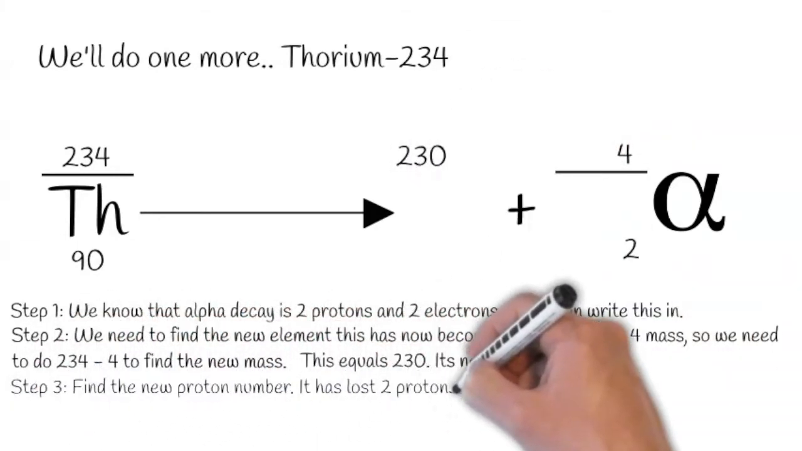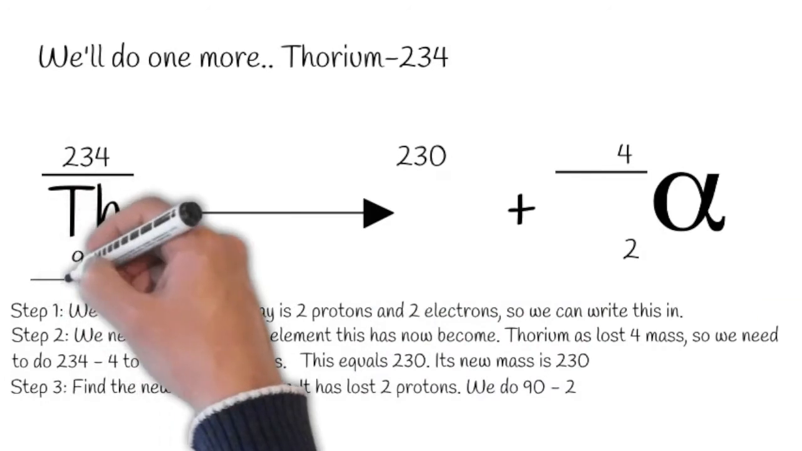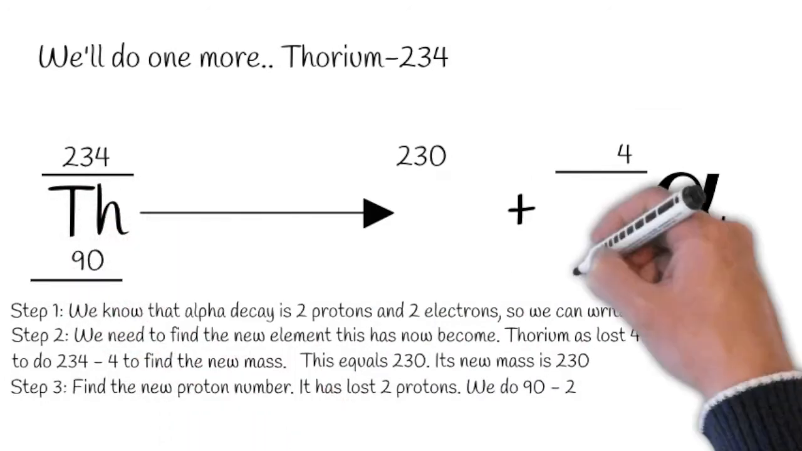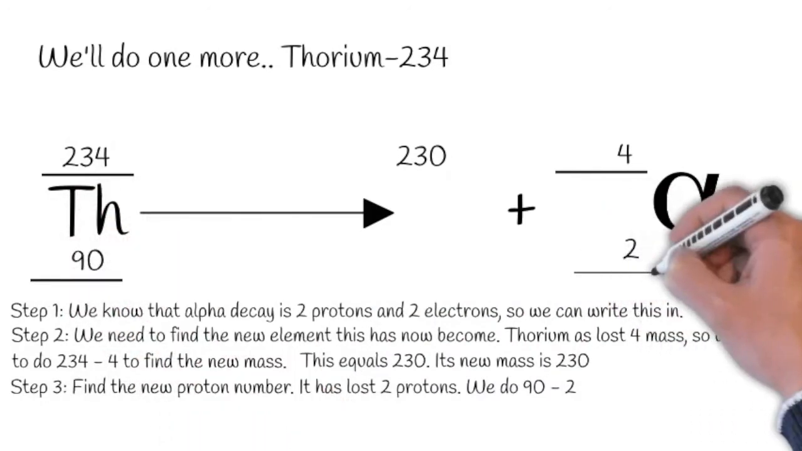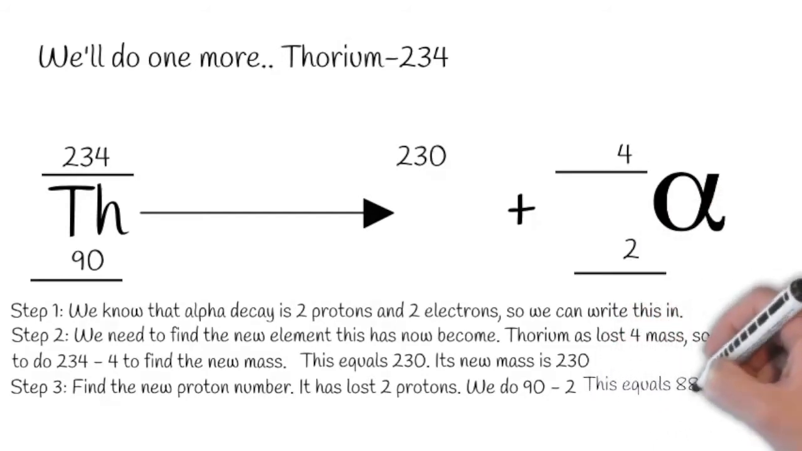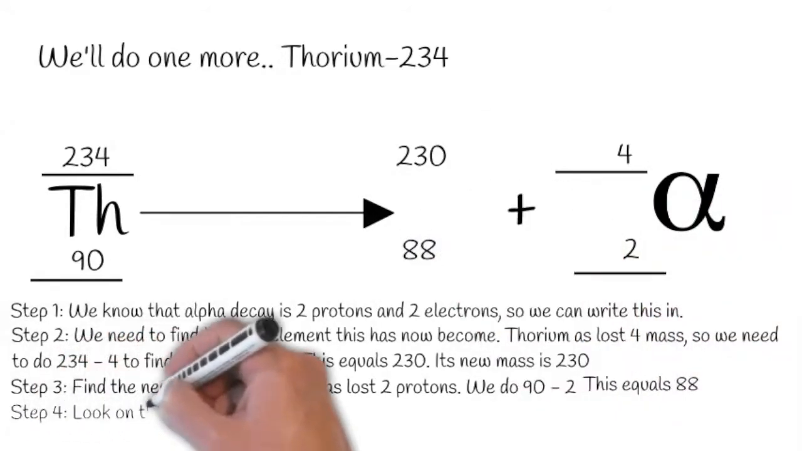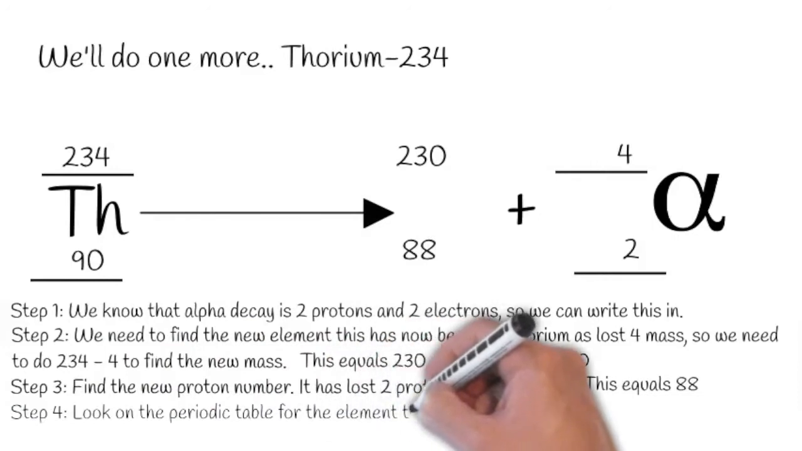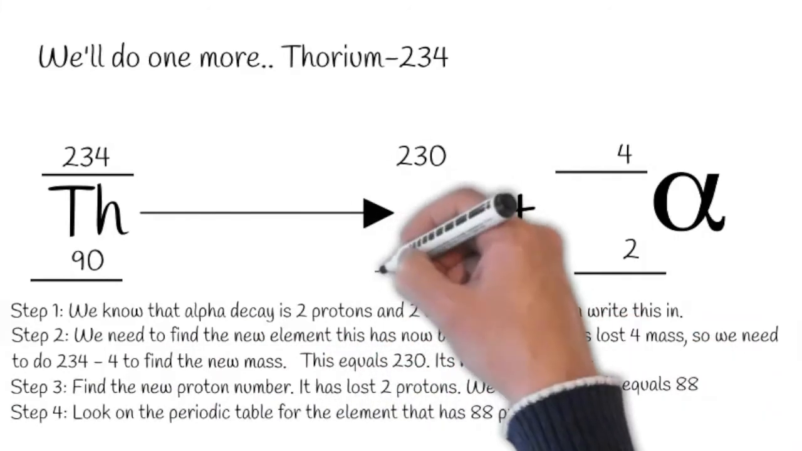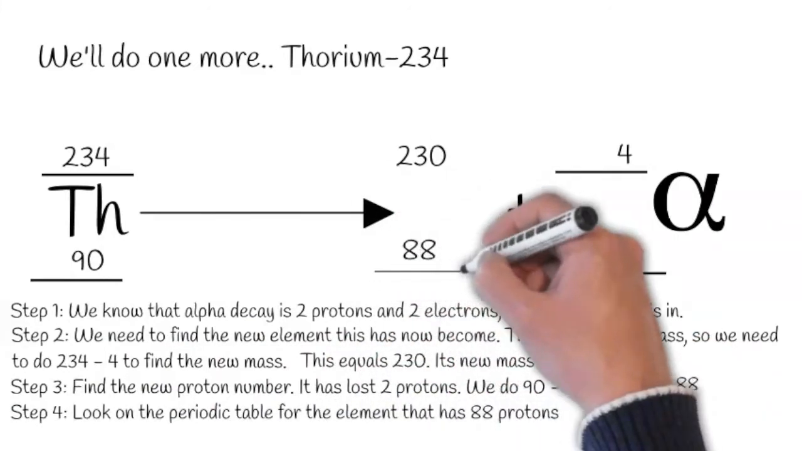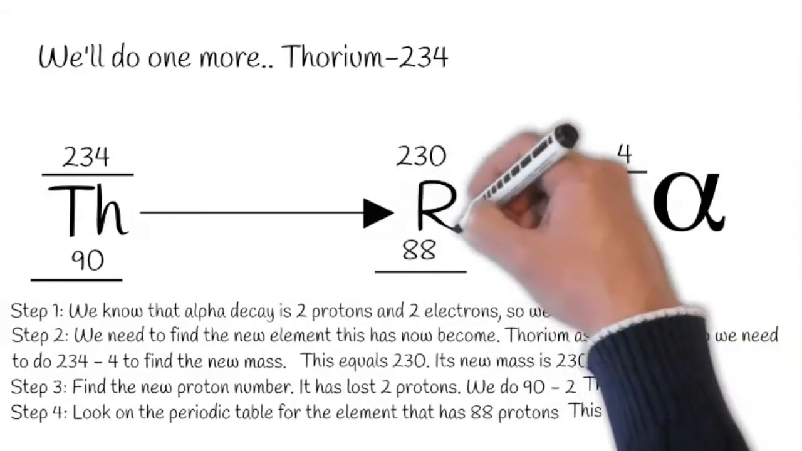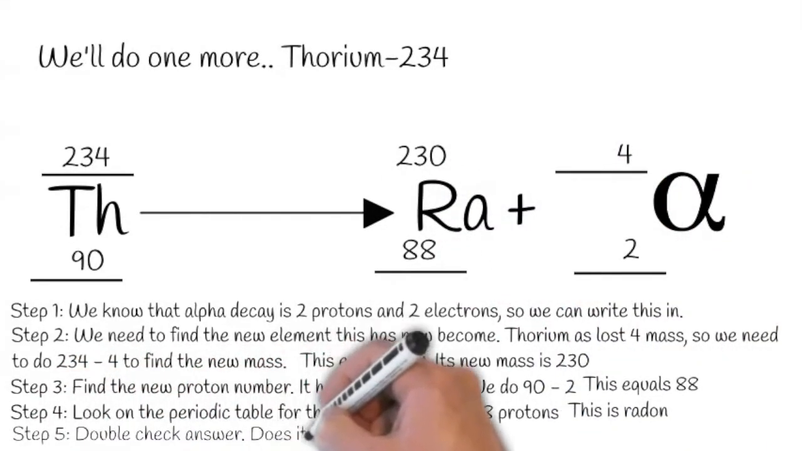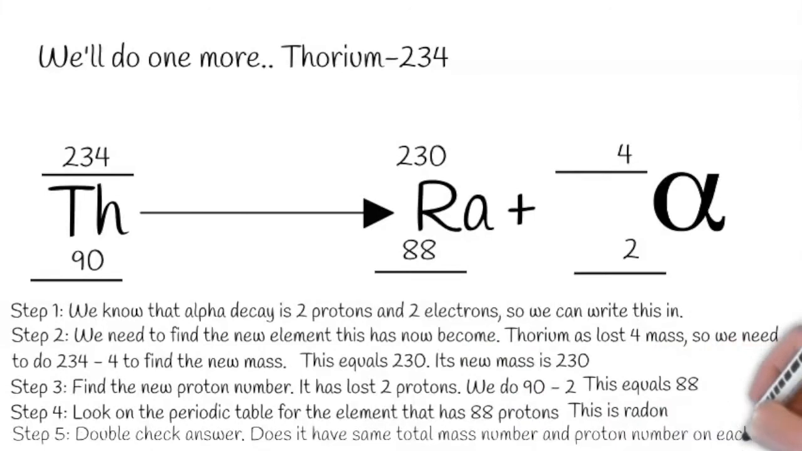Step 3, find the new proton number. It has lost 2 protons, so we take the 90, take away the 2 to get 88. So we write that in. And step 4, we need to look on the periodic table for the element that has 88 protons, so the new element that it has become. This will be radon. Again, double check the answer. Does it have the same total of mass and proton number on each side?